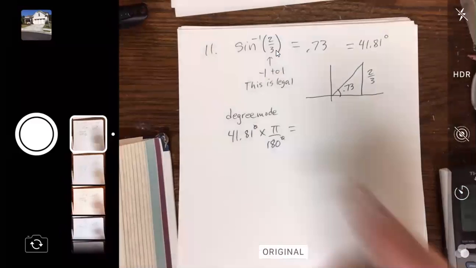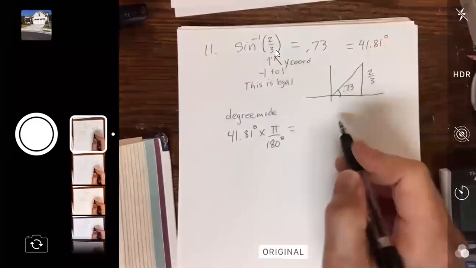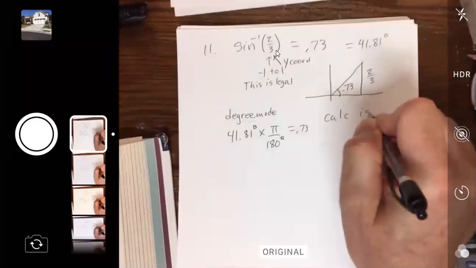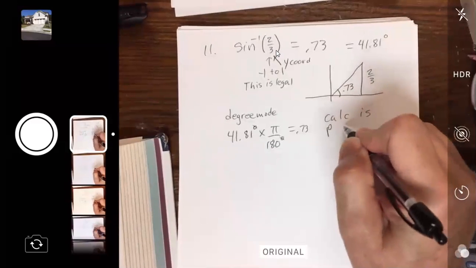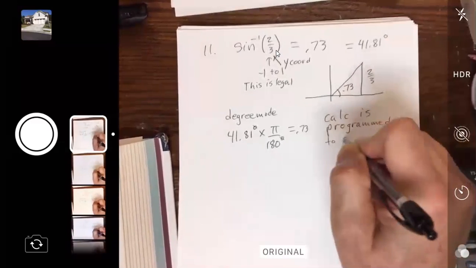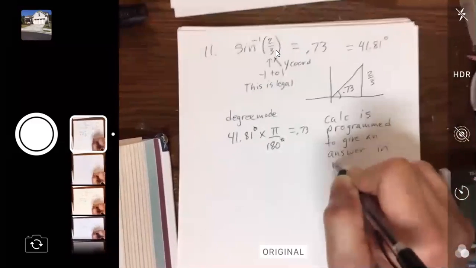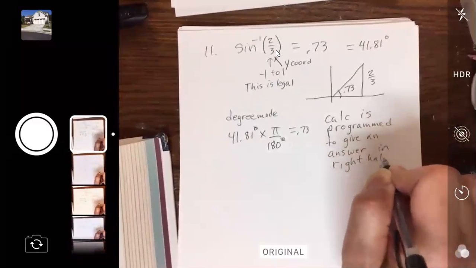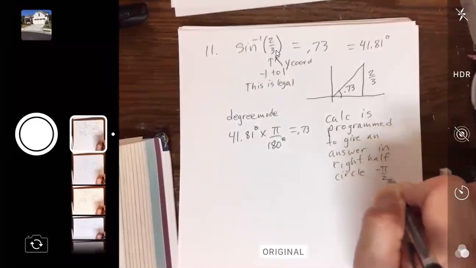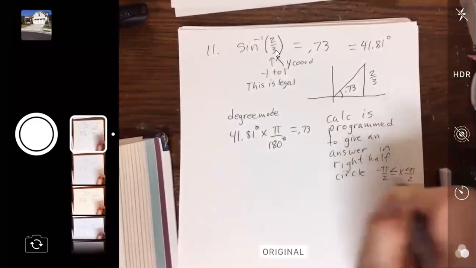But this is still the y coordinate, and your calculator is programmed to give you an angle, 0.73 radians. The calculator is programmed to give an answer in the right half circle, which would be from minus pi over 2 to pi over 2 on arcsine, less than or equal to x, less than or equal to pi over 2. For arctangent, you take off the equals.